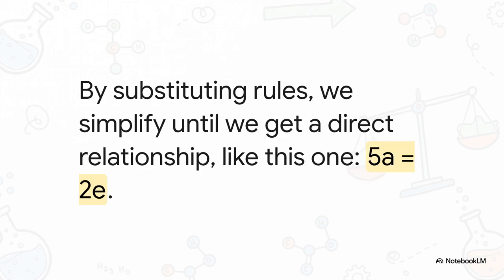Now comes the puzzle part. Now, the full substitution can be a little long to show here, but the basic idea is you plug one equation into another to get rid of variables. You keep going until you've boiled it all down to a simple relationship between just 2 letters. In this case, it all simplifies down to this. 5 times A must equal 2 times E. From here, we can just pick the simplest whole numbers that work. So let's say A is 2 and E is 5.